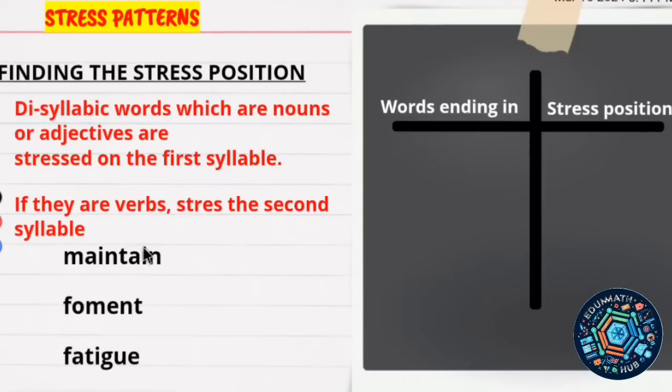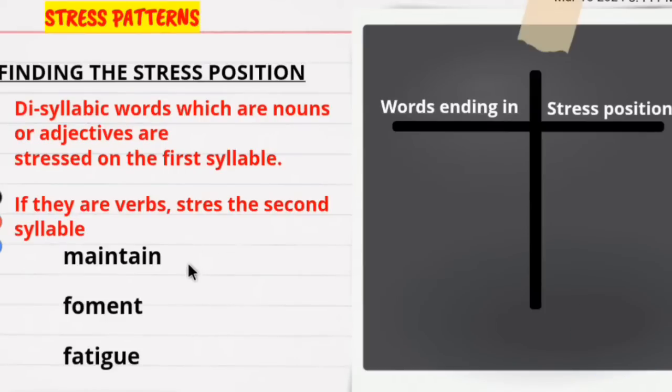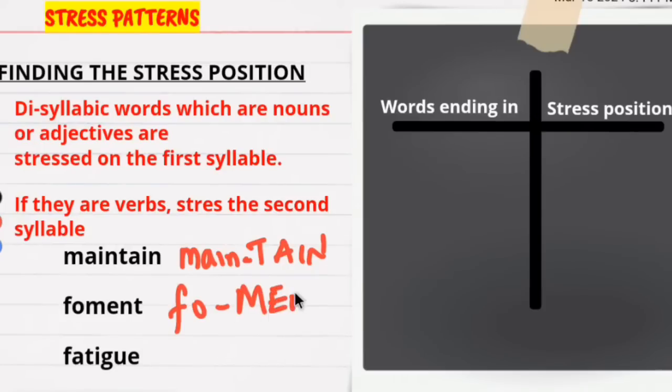Now let's take the first one. You have maintain. Put your hand on your chest, and you see that it has 2 syllables. Since it's a verb, you have to stress the second part. So the first part will be in small letters like this, then this part will be in caps. That's the stress for that. Then you have foment. That's the verb. The first part will be in small letters, then the second part, which is where the stressed syllable is, will be in caps like this. Then the next one is fatigue.